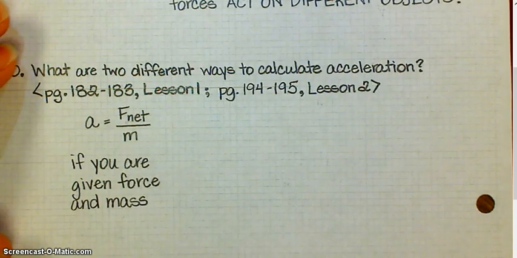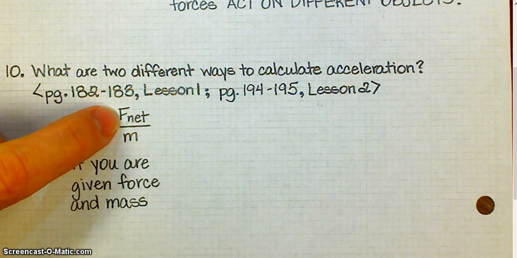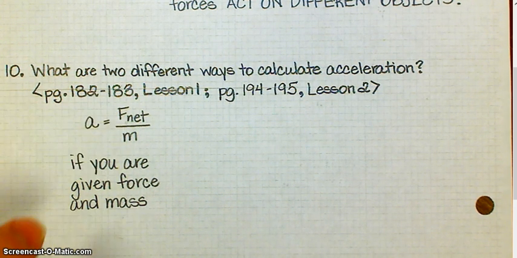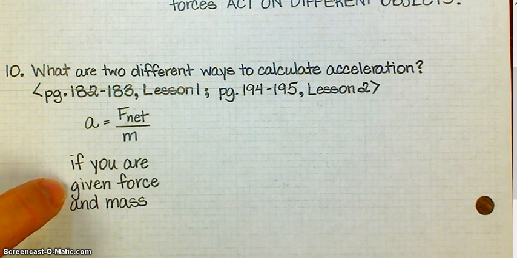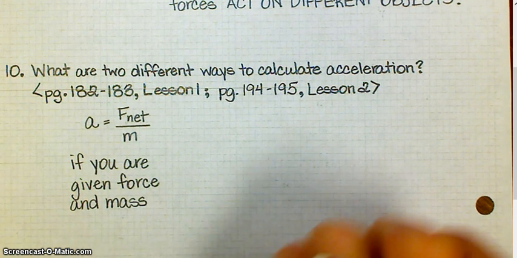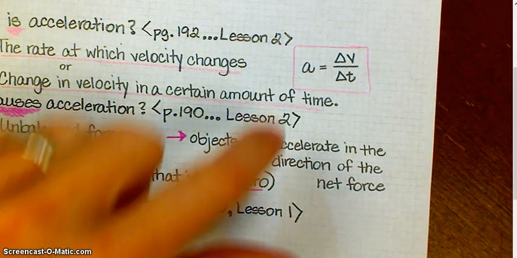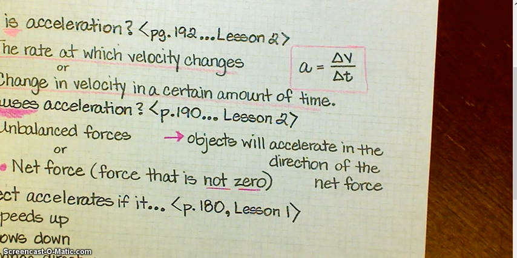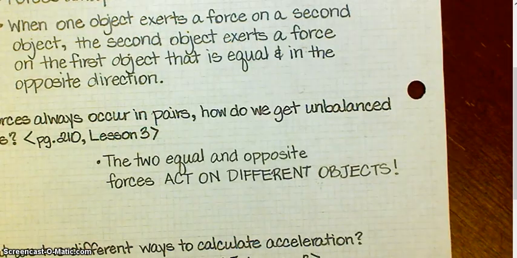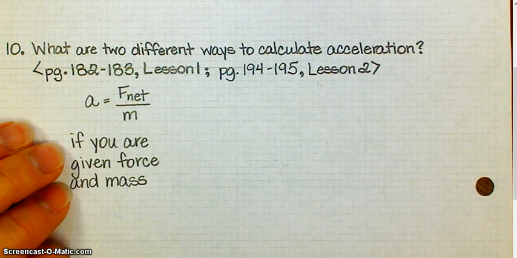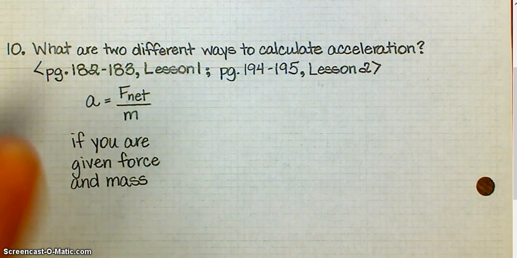All right, so acceleration is your net force, like the sum of all the forces acting on an object, net force divided by mass. So you're going to use this equation if you're given force and mass, okay? But remember, we also have this other equation to calculate acceleration, and you would use this one if you're given velocity and time, okay? So depending on what information you have, that's going to determine which of the formulas you use to calculate acceleration.